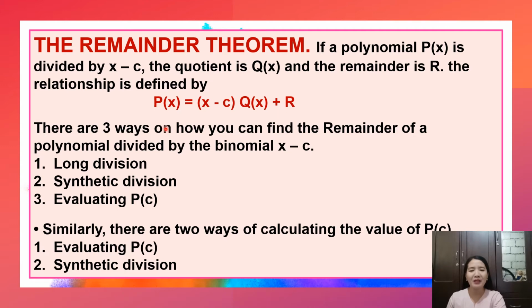There are three ways on how you can find the remainder of a polynomial divided by the binomial x minus c: by long division, by synthetic division, and by evaluating p of c. Similarly, there are two ways of calculating the value of p of c: by evaluating p of c or by synthetic division.